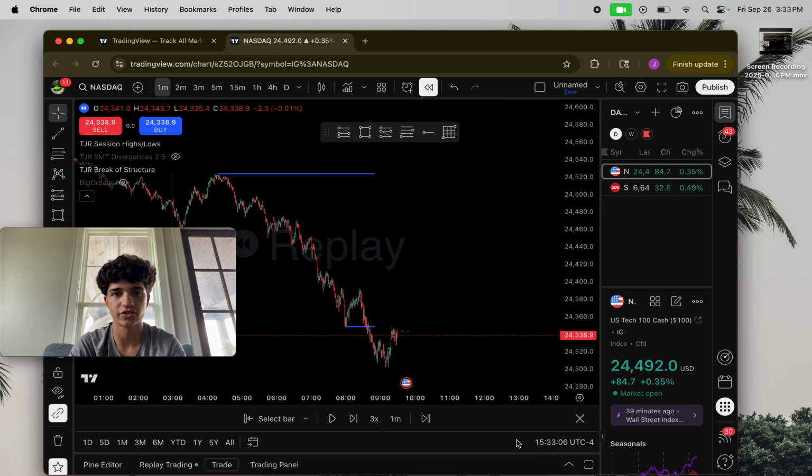Continuation break of structure is something that I kind of came up with. I mean, it's probably been come up with by people 1,000 times before, but that's just what I call it because I don't know what it's actually called.